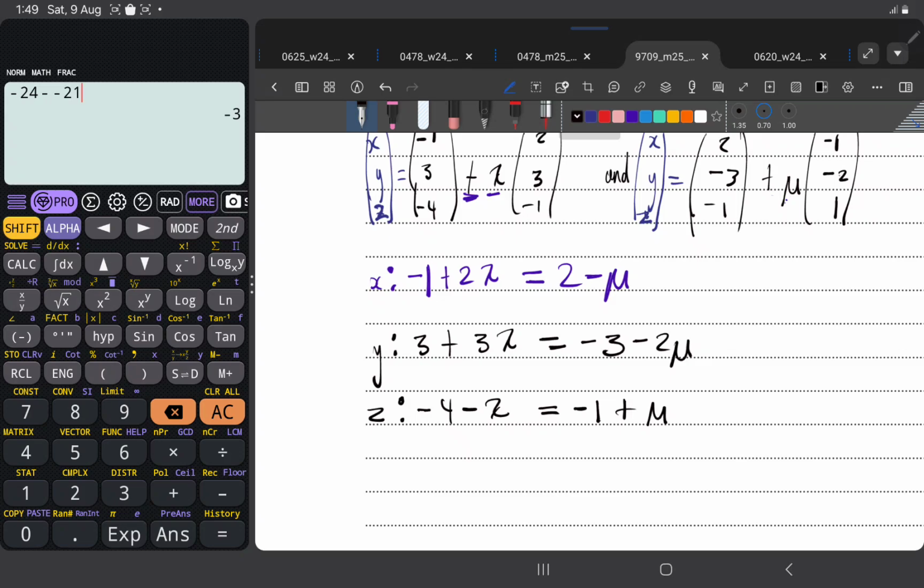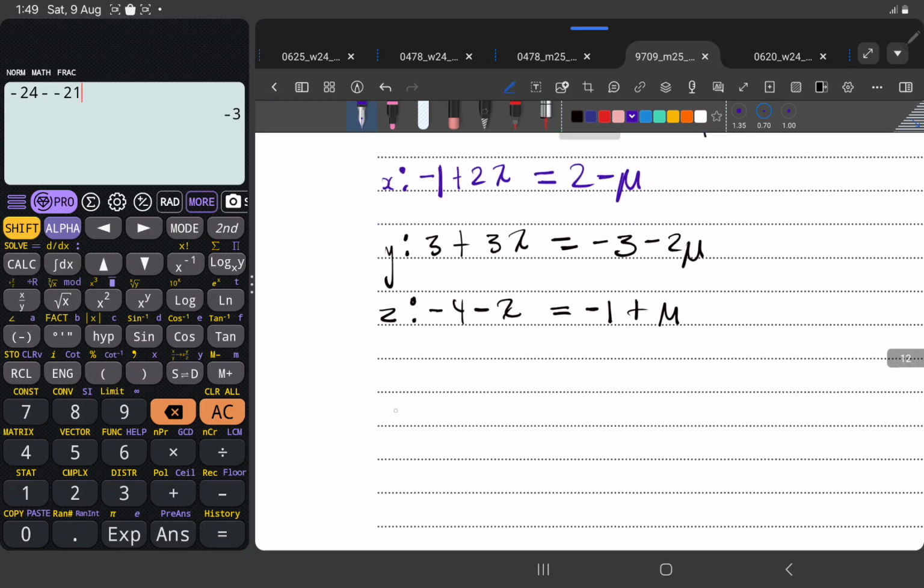So we have these 3 equations. Are you seeing the 3 equations? Now we can use 2 of them to find mu and lambda. So we can use equation 1 and equation 3. You can say equation 1, X minus Z. What would this be now?